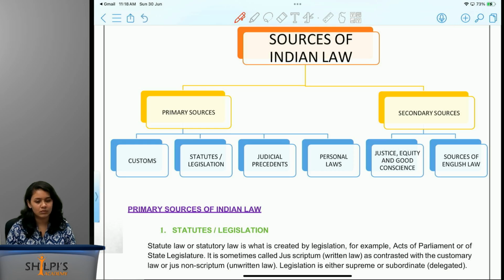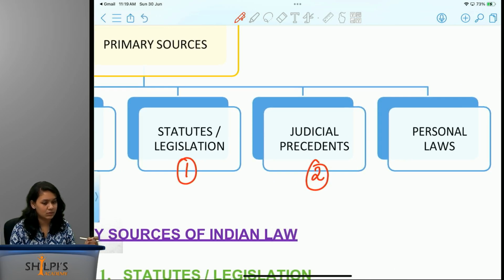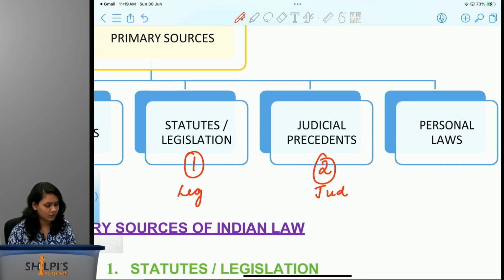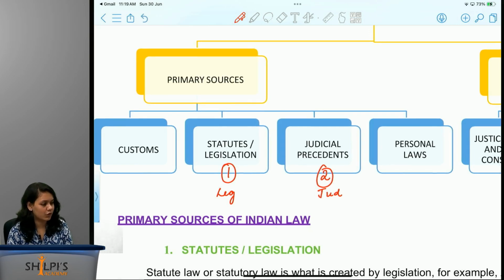Sources of Indian law: who makes the laws? The legislature. They are the main source of our Indian laws, and that is what we call statutes and legislation. Remember, I said statute, legislation, act, law. All of these four words mean the same thing: law made by the legislature. Then the second one that we have is judicial precedents. Not president of India, precedent. While the first refers to the legislature, this is given by the judiciary. So the primary sources of law are the law made by the legislature and judicial precedents.